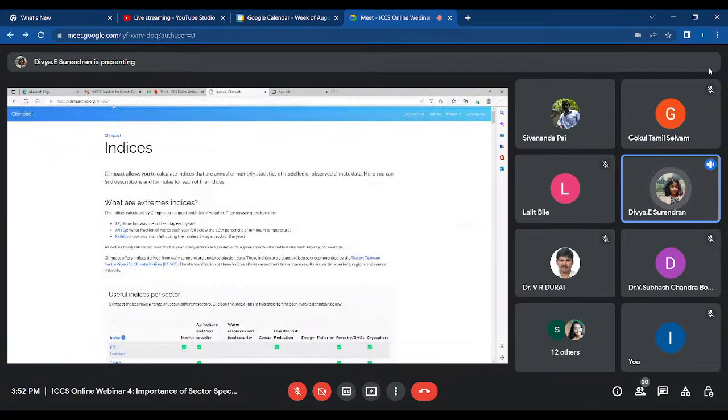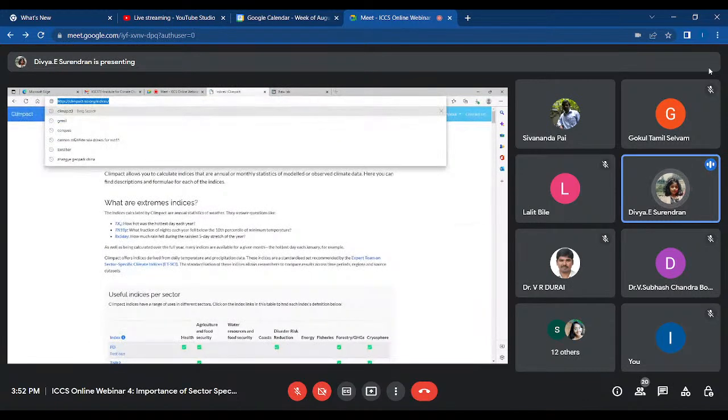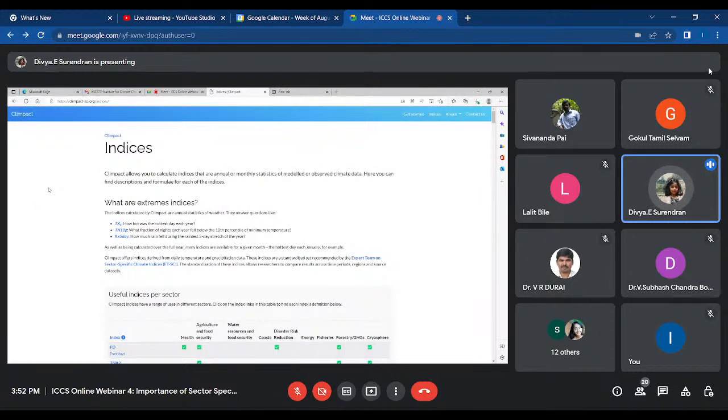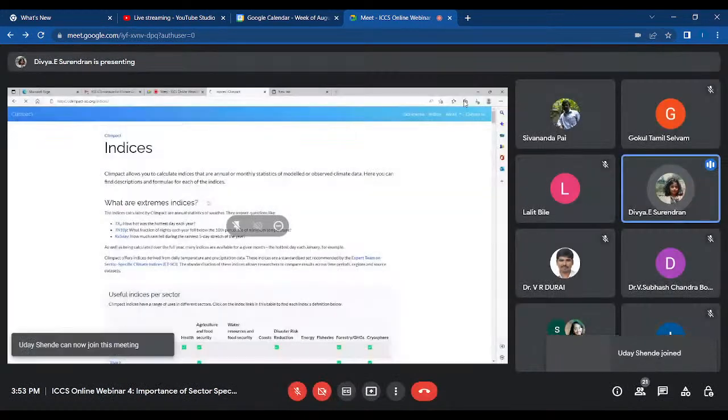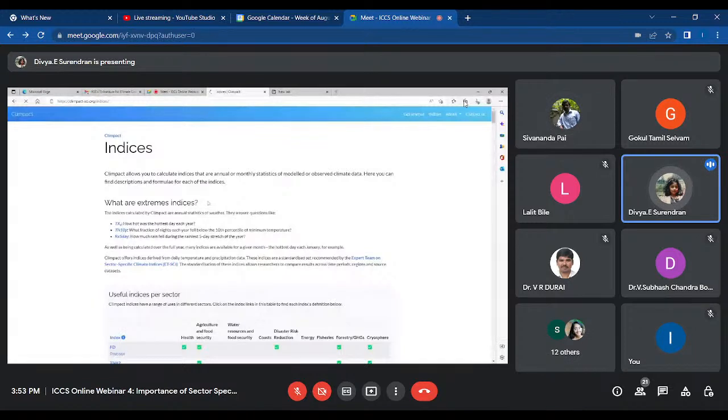So this is the page of Climact. The link is what I have already given in the PPT. Here we can see the main page of the Climact 3 software. Here you will get all the information about different types of indices and the history and how they have reached here. There are two options to use the climate indices. One is the online version and another is the offline version. You can install it on your PC and run it. I will be showing the online version. So here you can go to Use Climact online.